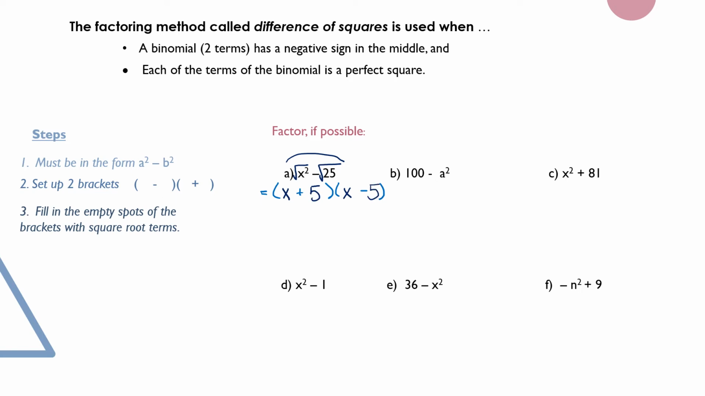That is factored now. X plus 5, x minus 5. I know it's factored because there's no plus or minus sign sitting out in the open. They're all enclosed in brackets. So that's totally factored. X plus 5, x minus 5.